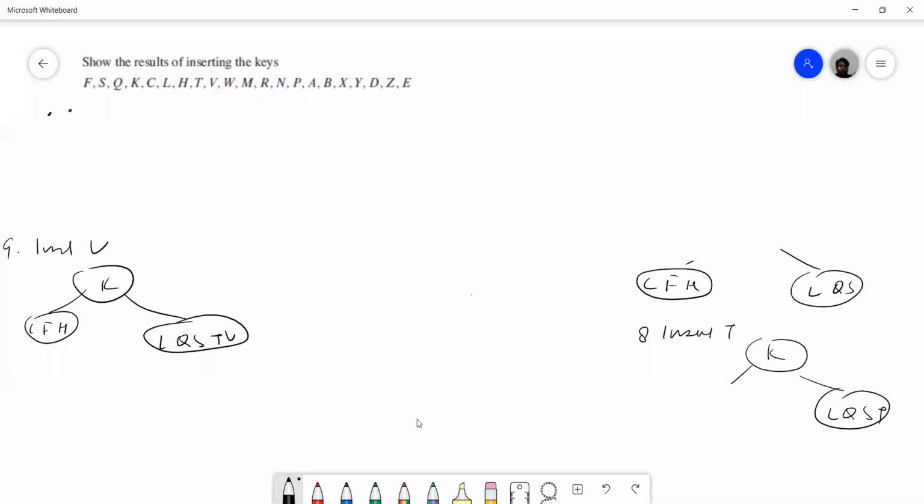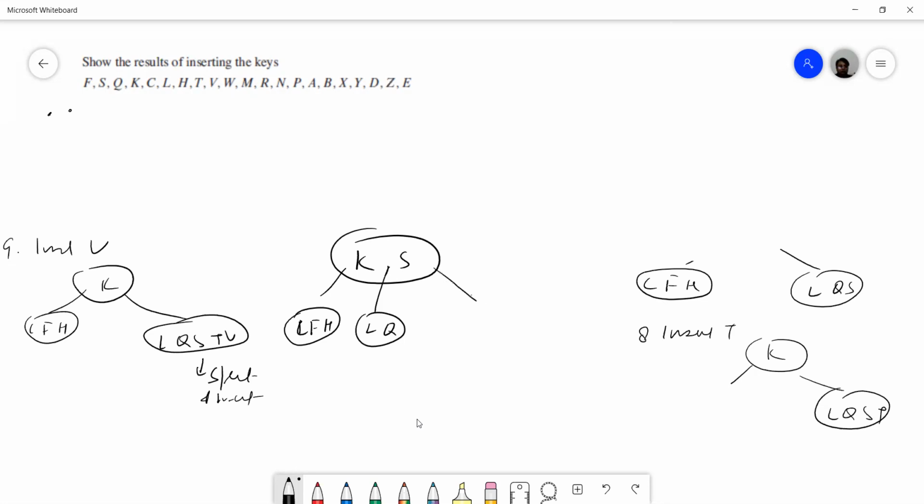So now after V, we have to insert W. So W will be inserted here. This node is full, so again split and insert. So what will happen here? K, S, here we'll have C, F, H. Here we have L, Q. Here we have T, V, W.